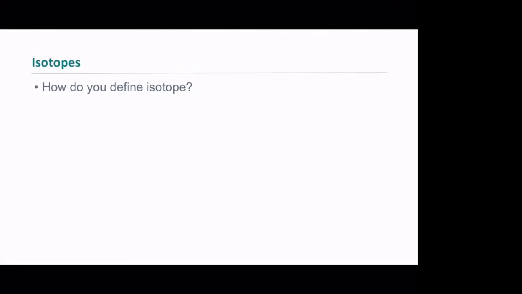So, how would you define what an isotope is or what isotopes are? What are isotopes? Same number of protons, different number of neutrons. Very good. So Megan says same number of protons, different number of neutrons.